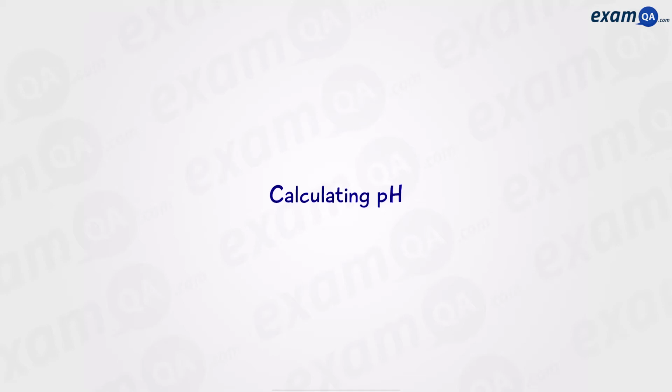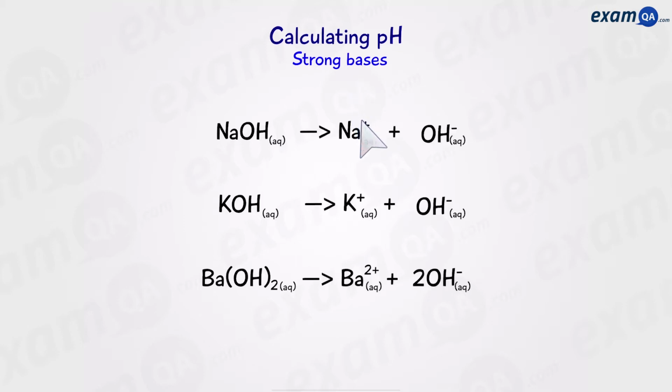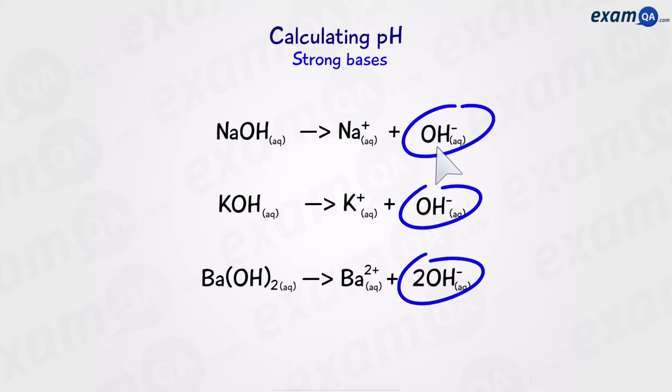Calculating pH. Here we have sodium hydroxide, potassium hydroxide and barium hydroxide. All three of these are considered to be strong bases. When in solution, they break down to give metal ions and hydroxide ions. The reason they're referred to as strong bases is because they fully dissociate.